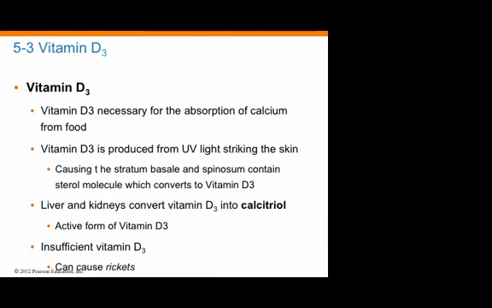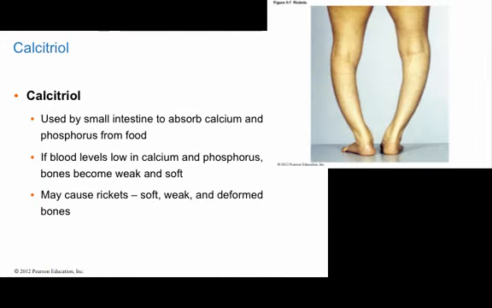Vitamin D3 is converted in the kidneys into calcitriol, the active form of vitamin D. Calcitriol is used by the small intestines to absorb calcium and phosphorus. If blood levels of these minerals are low, the bones may become soft and weak, leading to a condition called rickets. Lack of vitamin D may occur in people who live in climates with little exposure to sunlight, or who must stay indoors or work indoors during the daylight hours.